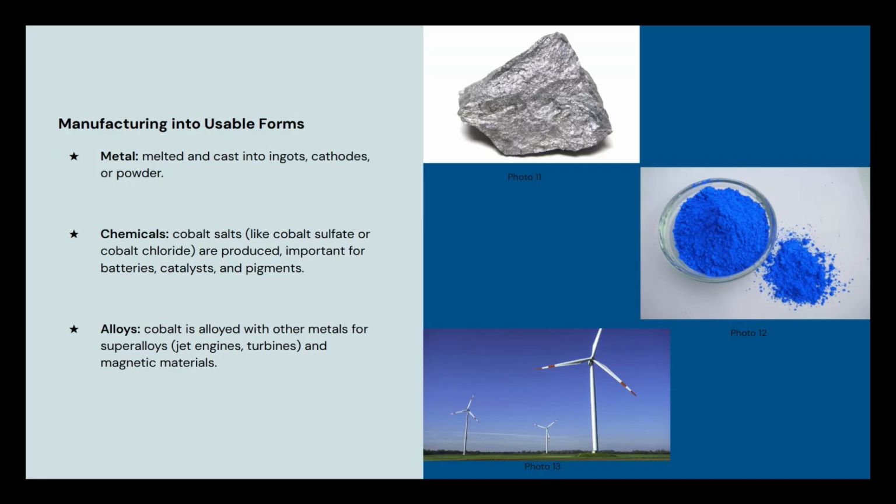Manufacturing into usable forms. Metal is melted and cast into ingots, cathodes, or powder. So here in photo 11, we have a metal version of cobalt. Chemicals: cobalt salts like cobalt sulfate or cobalt chloride are produced, important for batteries, catalysts, and pigments, as we can see in photo 12. Lastly, we have alloys. Cobalt is alloyed with other metals for superalloys, such as in jet engines or turbines, and in magnetic materials.